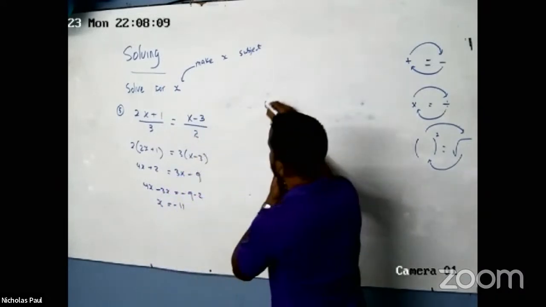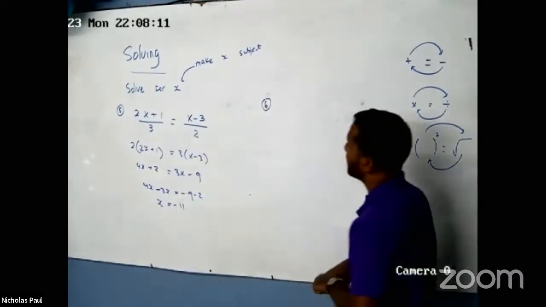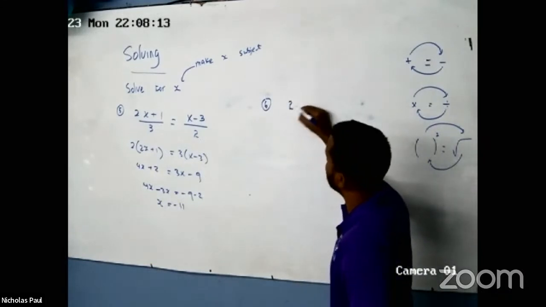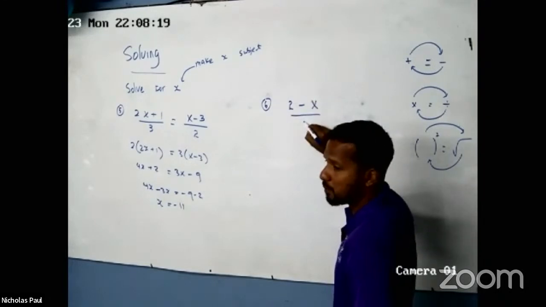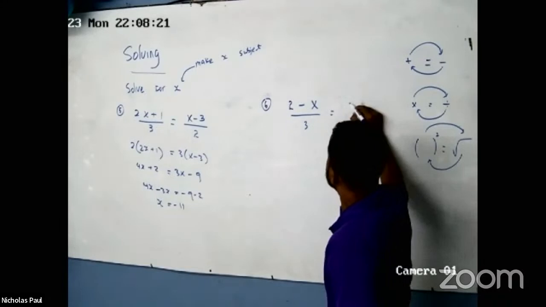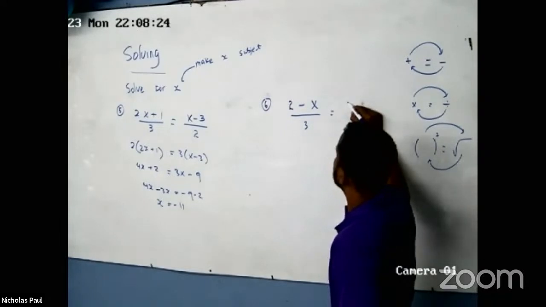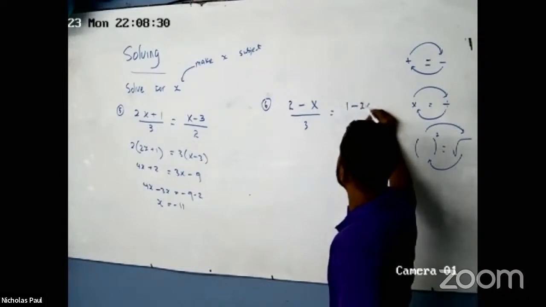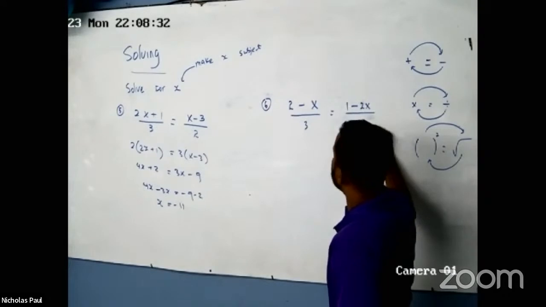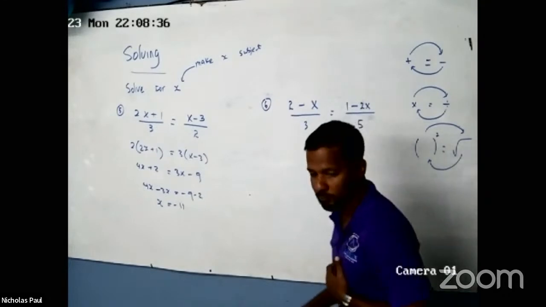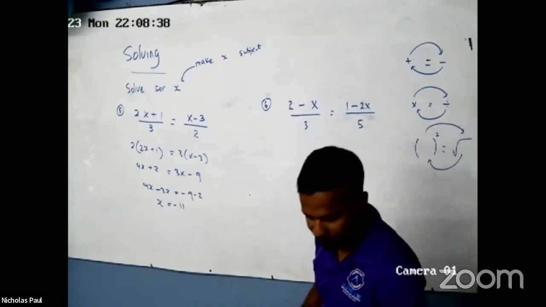One more like this, so we can say we kind of understand. Let's put some more minus signs in it, right? 2 minus x over 3 is equal to one more minus sign, minus 2x over 5. Let's see what you get online. Take your time.